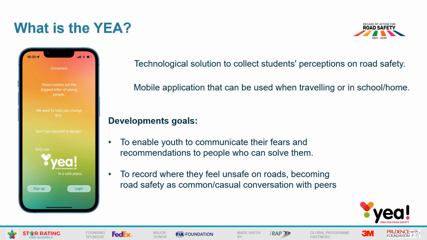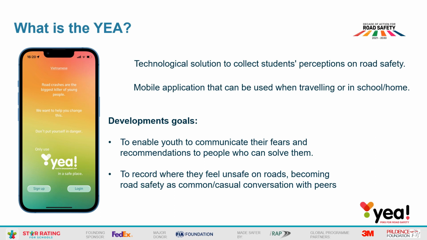The development goal of the youth engagement app is to enable youth to communicate their fears and recommendations to people who can solve them. So it's really a communication channel between the youth, the students, the community, with the decision makers, those that can really plan upgrades on the environments that the students, youth and community experience and live every day. For that, we are just asking them to record where they feel unsafe, but also safe on the roads. And the idea is that road safety will become a casual, common conversation between students and their peers.